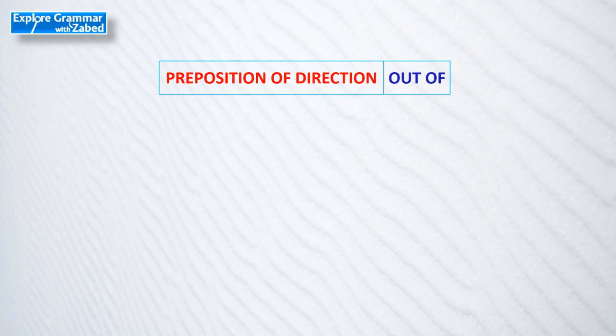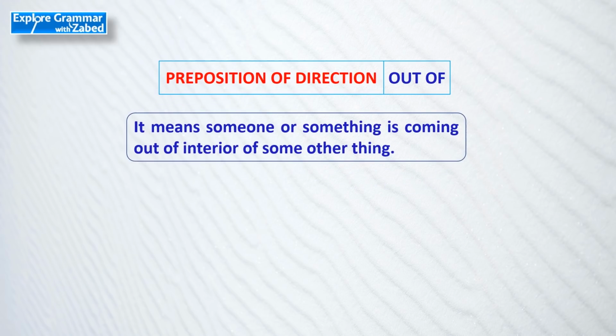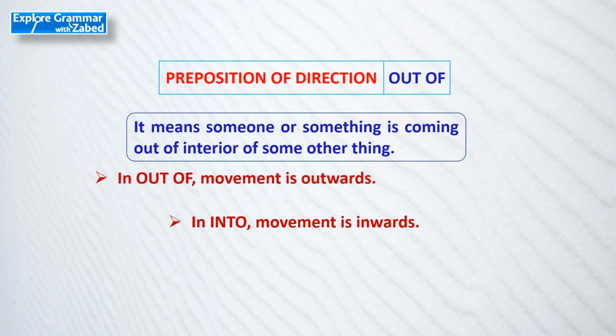The phrase "out of" is the opposite of the preposition "into". Out of means someone or something is coming out of the interior of some other thing. Remember that in "into", the movement is towards the interior, and in "out of", the movement is outwards.